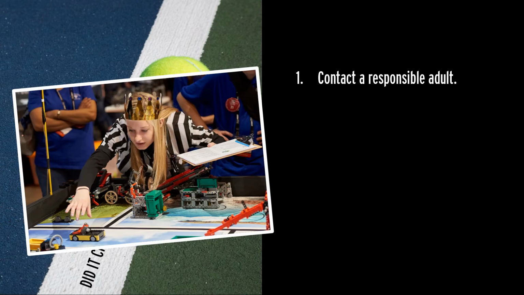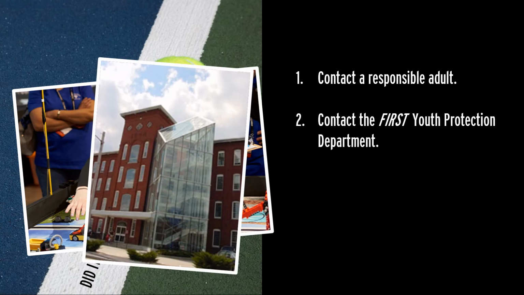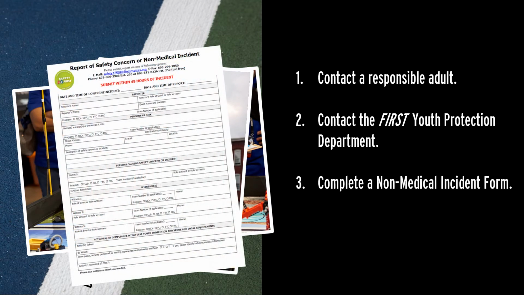What should you do? Well, first, you are required to immediately contact a responsible adult who is not the person who crossed the line. That could mean a lead coach or mentor, an event manager, or the hosting school or organization. You are also required to report your concerns to the first Youth Protection Department. You also fill out a non-medical incident report form, which you can find here, for making such reports.